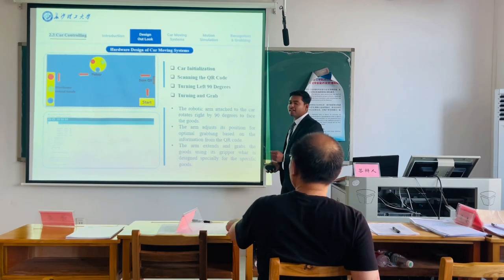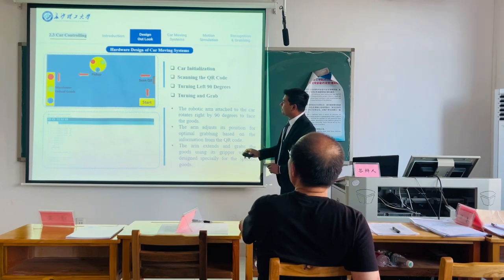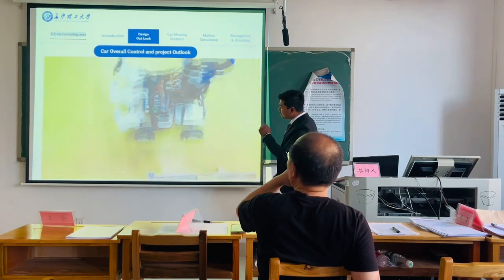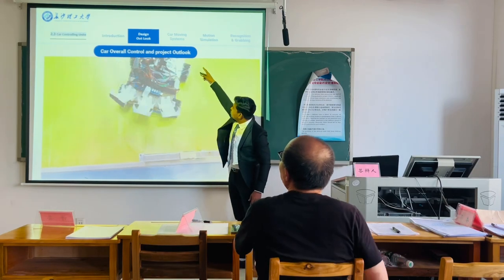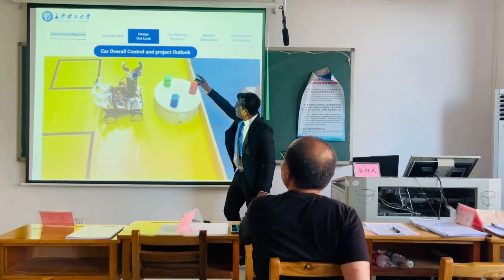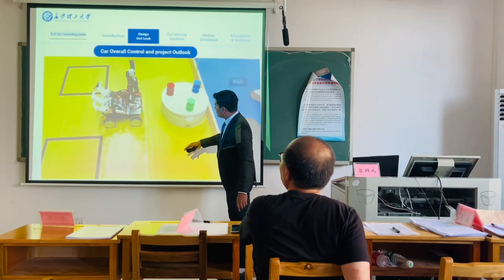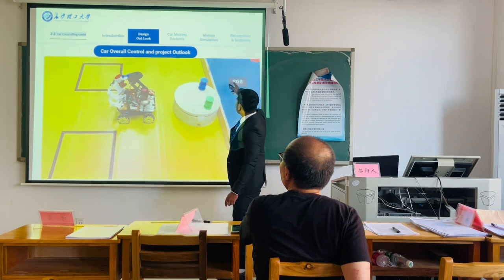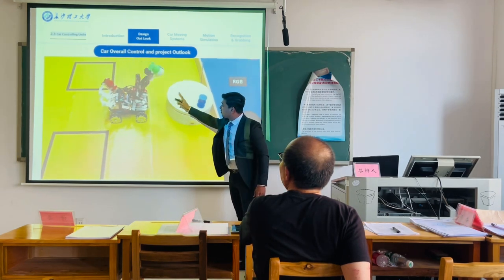So let's have a look at a short video of what it really does in real life. You can see, it just took the scan from here. Now it's going to 520 centimeters. It's going there and grabbing the goods. Look here, I give the instruction to take RGB, red, green, and blue. So it should not take the blue one. It should take the red.